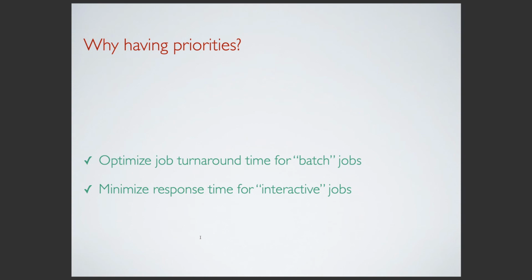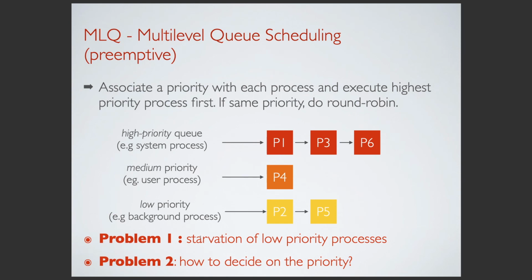So again, why have priority? I told you, because sometimes you have batch jobs, stuff that you do in the background and so on, stuff that you can do sequentially, basically, or interactive jobs that require some CPU time. So how would you do that? Well, here's an approach. You can have multi-level queue scheduling.